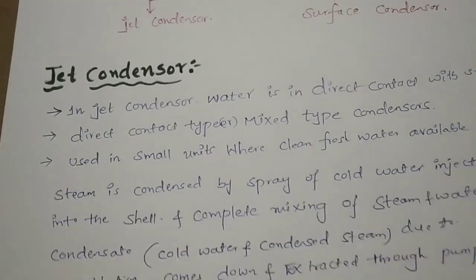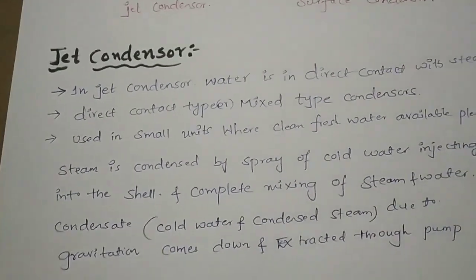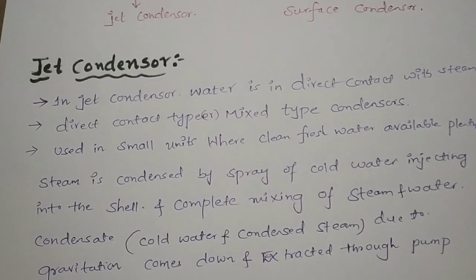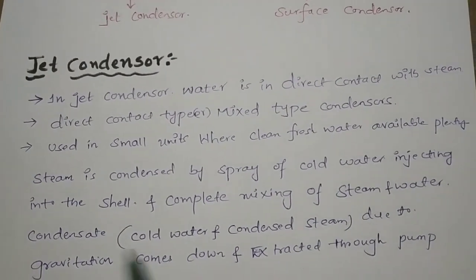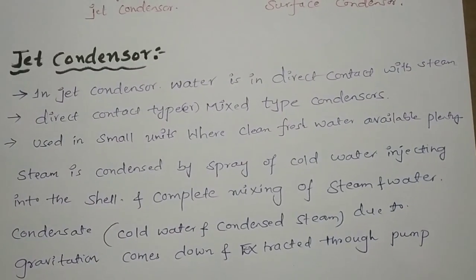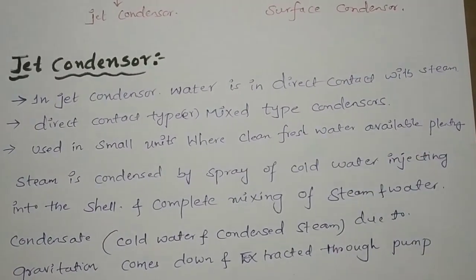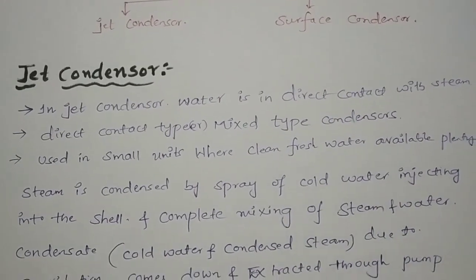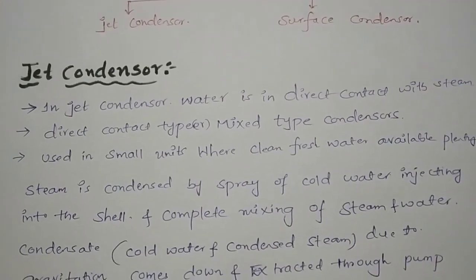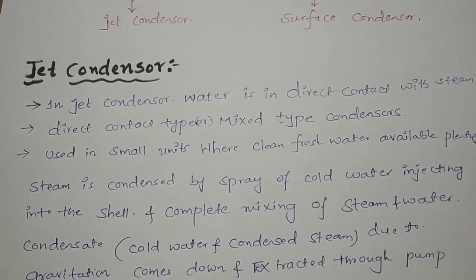Okay, first of all, what happens in the jet condenser? In the jet condenser we have water and steam. The steam comes from the turbine exit, and we take that steam and mix it with some water, that is, cool water. How that is mixed in the jet condenser, we are going to study today.